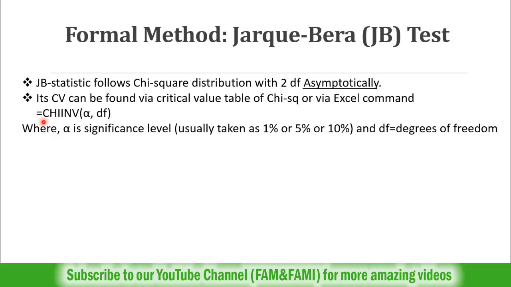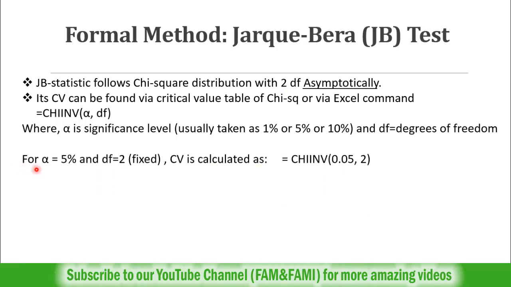So put an equal sign and then type CHIINV, chi inverse, and within parenthesis alpha, where alpha is the significance level, which is usually taken as 1% or 5% or 10%. So 1, 5 and 10% are called conventional significance levels, and df is the degrees of freedom, which is fixed at 2. For alpha equal to 5% and degrees of freedom equal to 2, the critical value is calculated as equal sign CHIINV, and within parenthesis 5%, which is 0.05, and comma 2. 2 is the degrees of freedom.